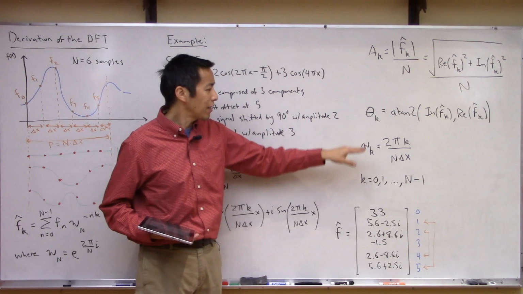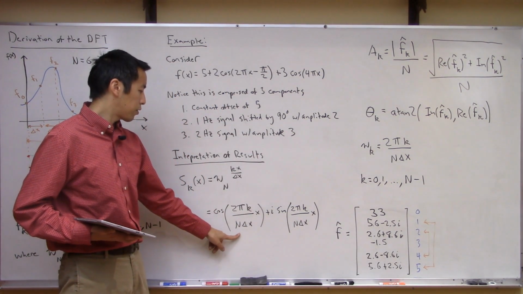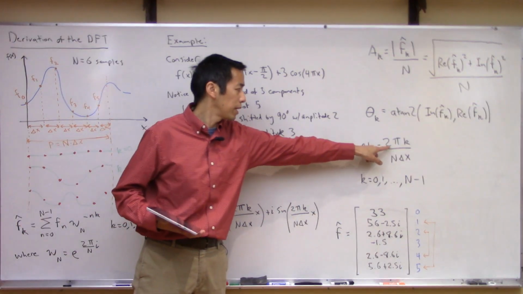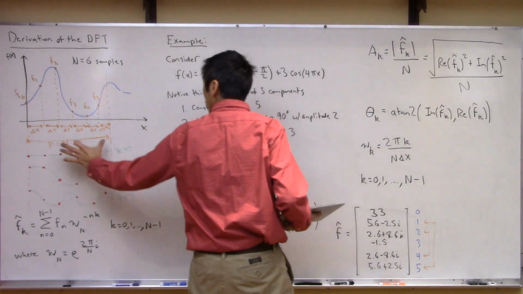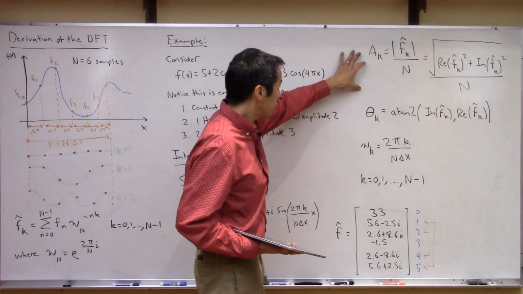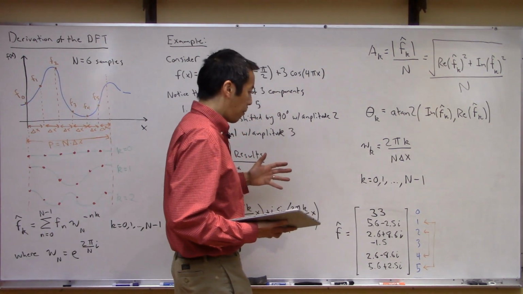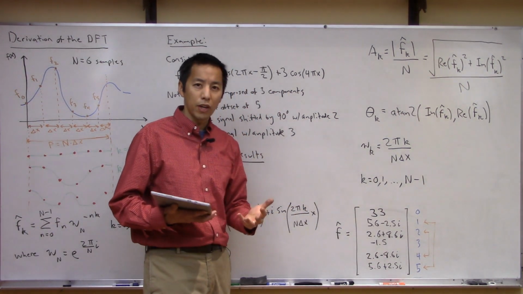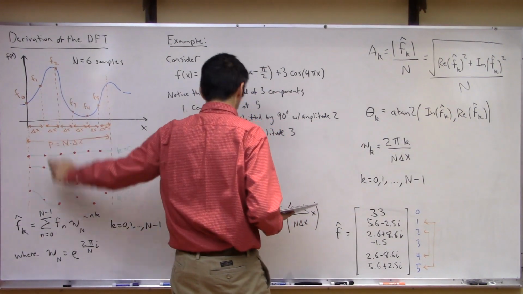And lastly, the thing that's important: the angular frequency of this sinusoid is just given by 2 pi k over the period, and the period was just n times x. So these three pieces of information tell us the basis functions that should hopefully make up this sampled set of orange dots.